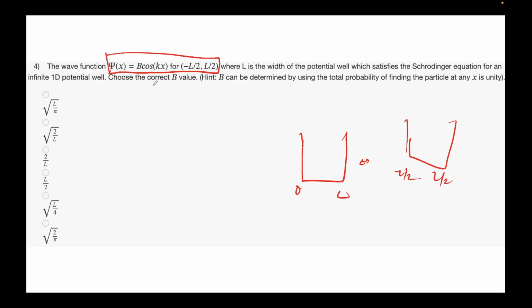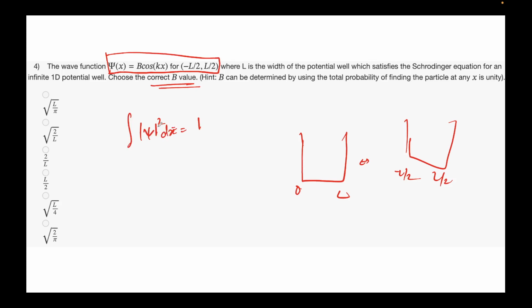We have to find the correct B value. There's a hint given: B can be determined by using the total probability of finding a particle, that it equals unity. So please understand that here it's still a particle. It's behaving like a wave, but it's still a particle, and the particle physically exists. We know an electron actually exists, right? Let's say this is the wave function of a particle, and if you know that mod psi squared should be unity. Okay, it's actually the integration of this.